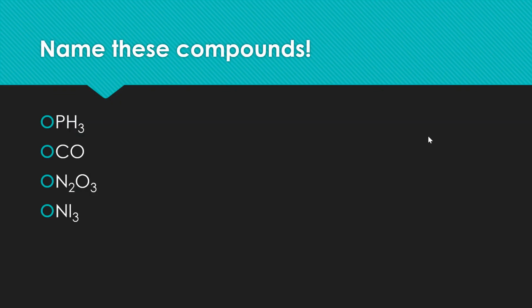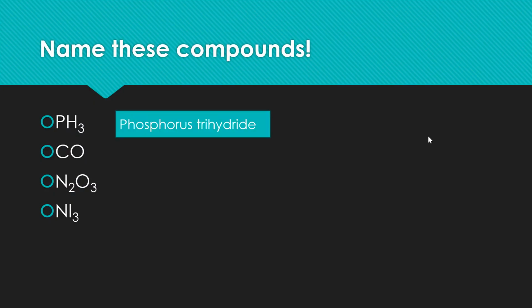So let's see how this works. If I had this compound, PH3, and I had to name it, that would be phosphorus trihydride. There's 1 phosphorus, but I wouldn't say monophosphorus. Phosphorus is the first element, with no mono out front because you don't put a mono out front. Then the second element is hydrogen, which becomes hydride. And you put the prefix in front of the hydride saying there are 3 of them. Trihydride.